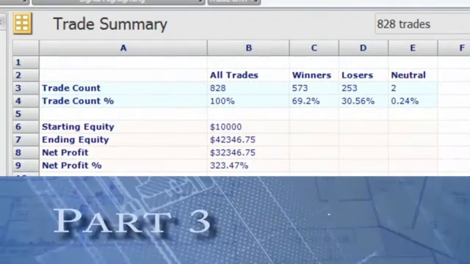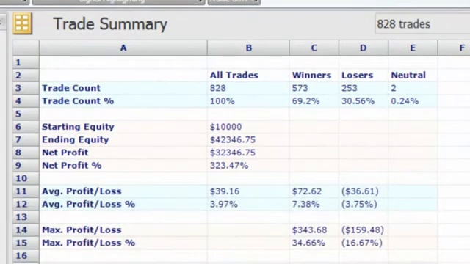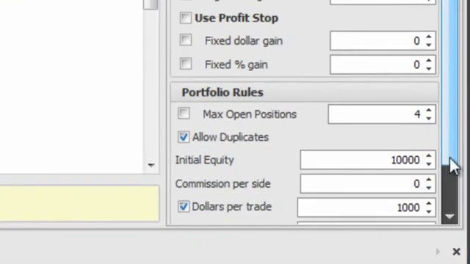Okay, well, this is all good information. So this is saying if you take every trade, 820, that's a lot of trades, of course, and held it for 20 days, you'd make $32,000. Right. And your initial equity over here on the right was $10,000 and $1,000 per trade down at the lower right-hand corner. Initial equity 10,000. Okay. And the $1,000 per trade.